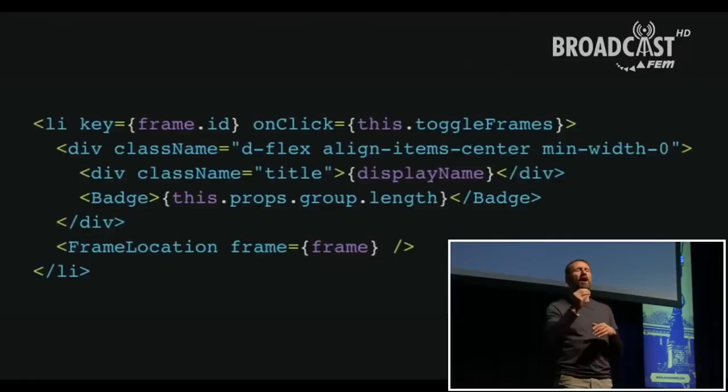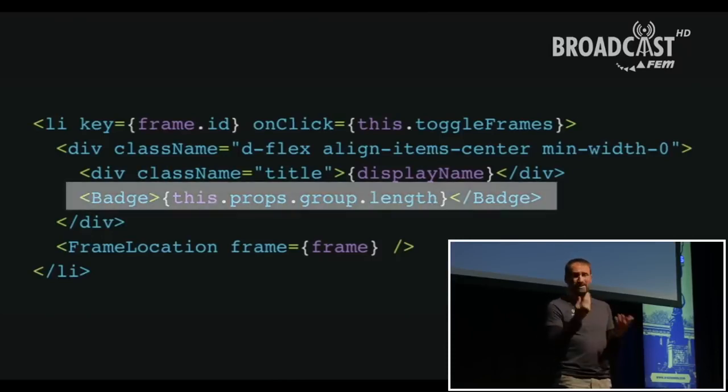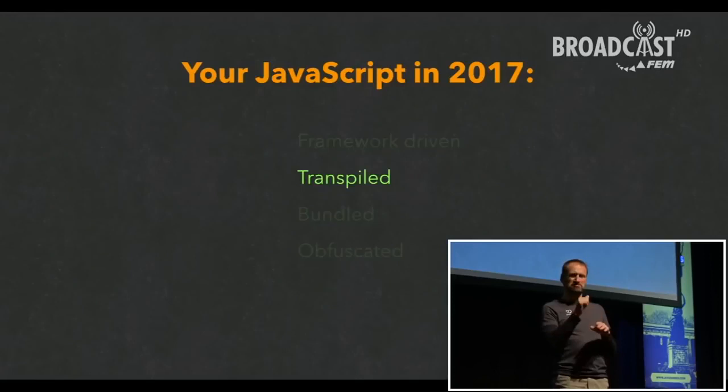And the code to do this was really easy. The information already exists. All I had to do was add this badge, which I wrote as a React component, and the information is already there. So it's really easy. Now, what about your transpiled code?